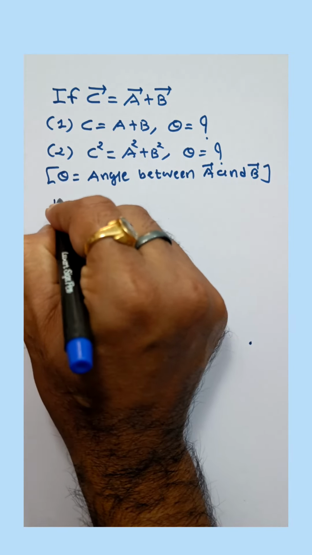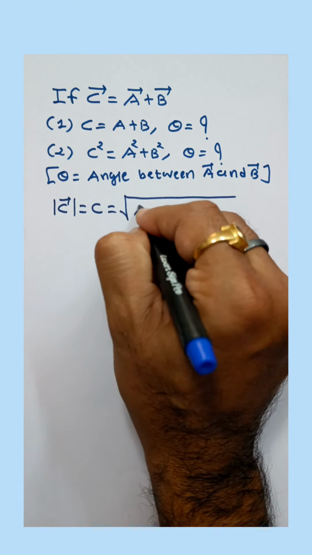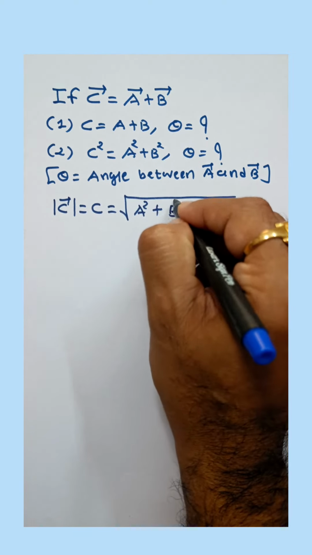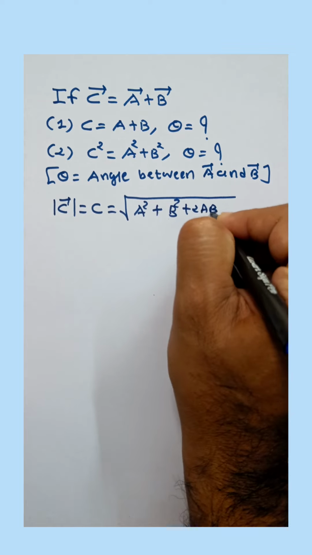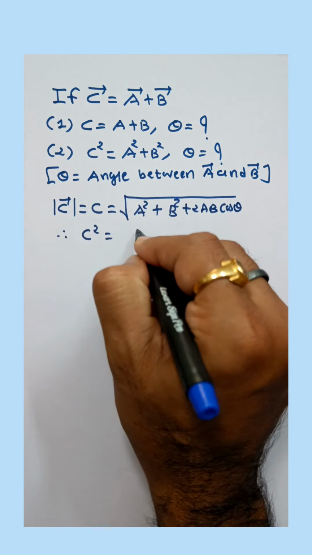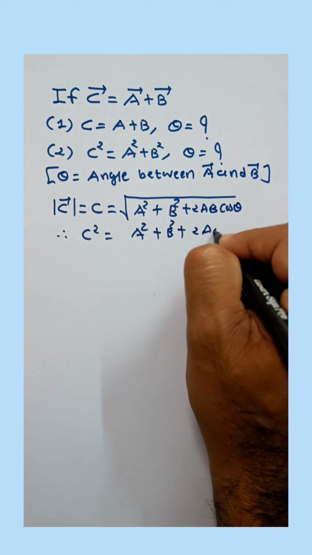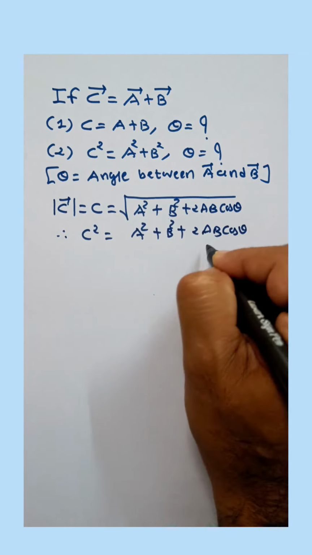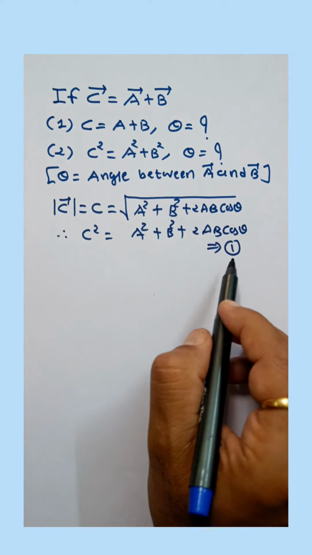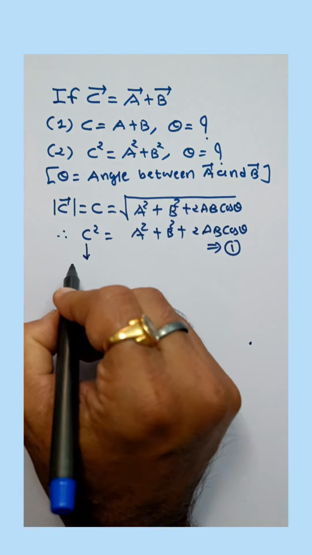Now here, mod C or C is equal to square root of A square plus B square plus 2AB cos theta. Taking square on both sides, C square is equal to A square plus B square plus 2AB cos theta. Equation number 1. Now in equation number 1, substitute the first case, C is equal to A plus B.